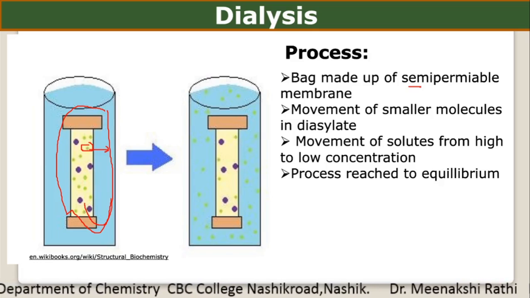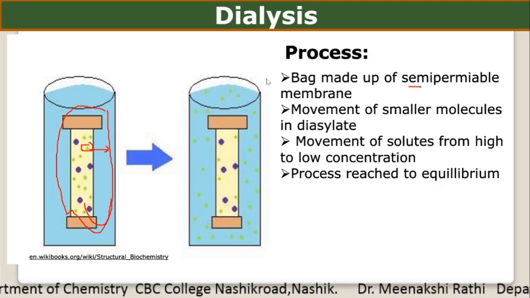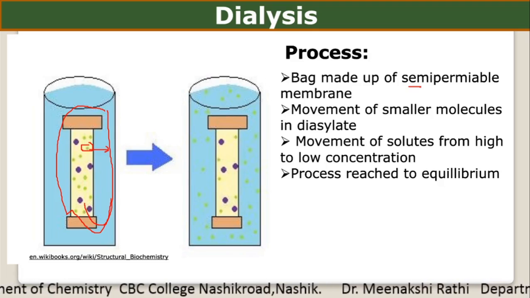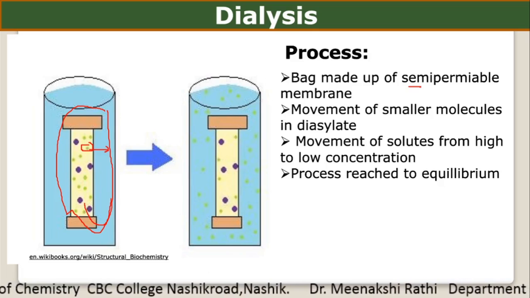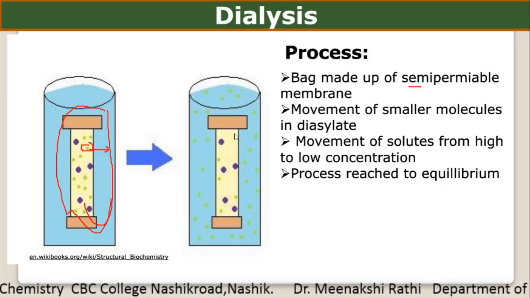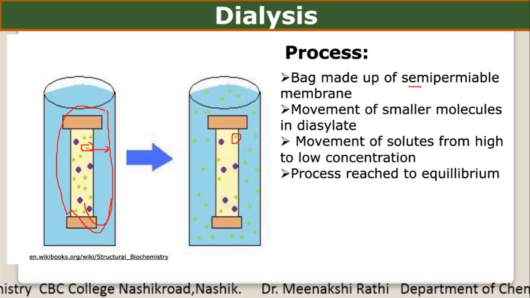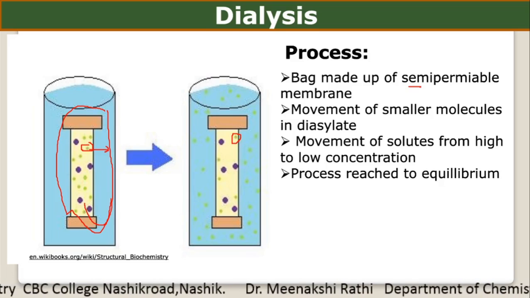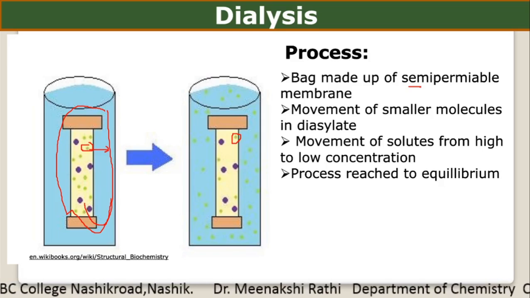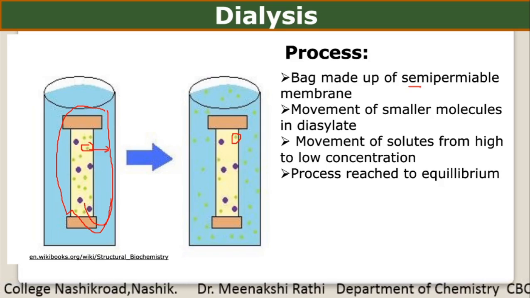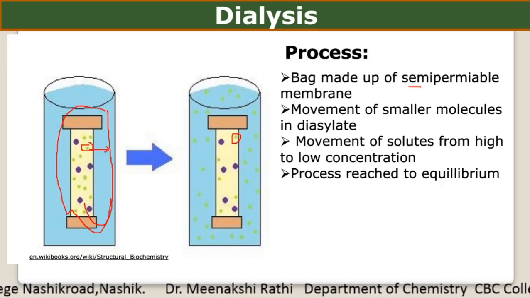Once it reaches equilibrium, when the concentration in this container and the outside solution becomes equal, the process stops. If some smaller molecules still remain in the solution, then what needs to be done? The process is repeated in another buffer solution. So in this way the process is repeated once, twice, thrice, till all the smaller molecules get separated from the bigger molecules.